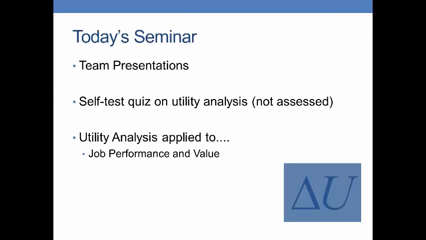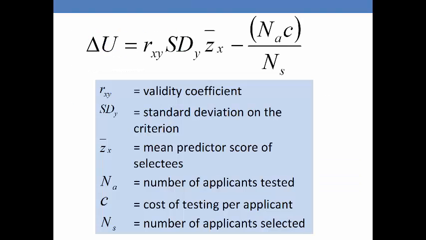During class we had two team presentations looking at the relationships between task performance, organisational citizenship behaviours and career outcomes. You also had a self-test on utility analysis, which I know you loved. I have posted both the test and solutions on LMS under week 10. Next we need to discuss utility analysis in relation to job performance and value.